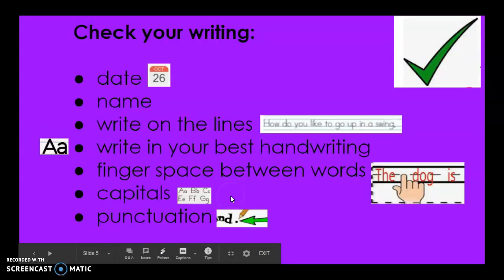And then you also need to make sure you have all of these things on your sentences. Capitals, punctuation, finger spaces, neat handwriting, writing on the lines, and your date and name.